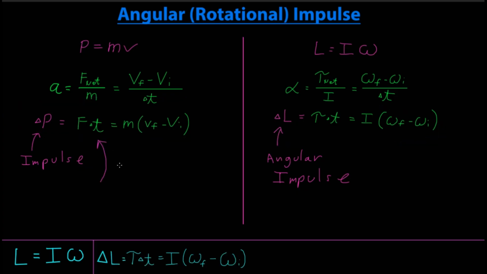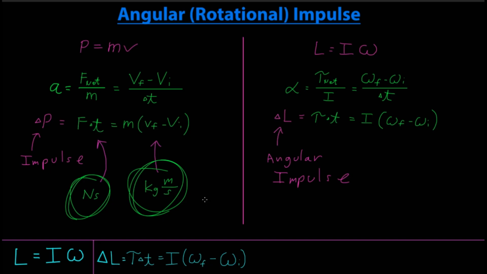Taking a look at the units here, force times time is newton seconds. Mass times change in velocity is kilograms times meters per second. This is the unit for impulse, and this is the unit for linear momentum. Technically, either of these could be used as the unit for impulse depending on how you're looking at it. However, only the unit on the right can be used for momentum.